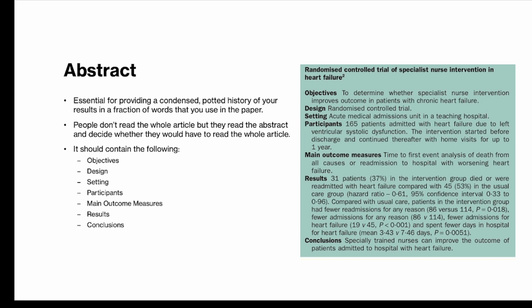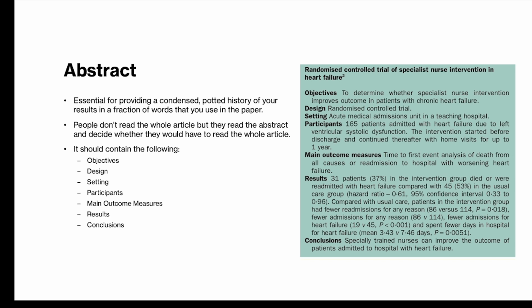So what should the abstract contain? It should contain, number one, the objectives, and then the design, the setting, and then the participants of your study, who is involved, and the main outcome measures. What were the main outcome measures that you have gathered, and the results, and then the conclusion. So that is how important the abstract is. It's whether or not the readers will continue reading the paper. If you fail to get the gist of your research paper, you will not be able to convince your readers to read the whole paper. They will just look at it and stop reading.